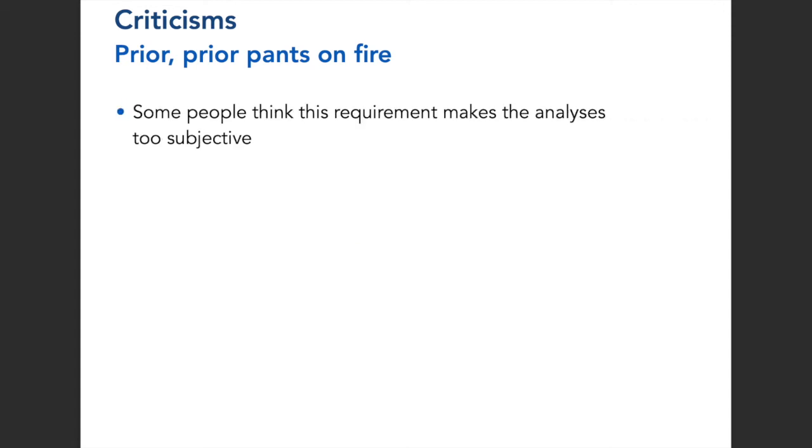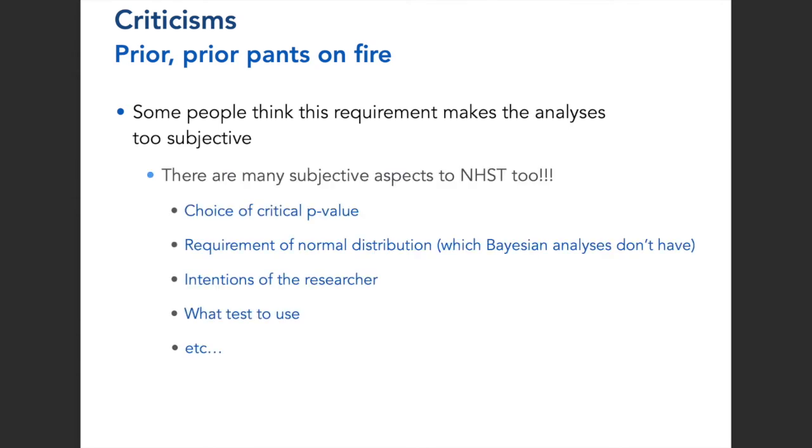So again, some people think of this requirement of including prior probabilities as making the analyses too subjective. But of course, we didn't really get into this in our criticism of p-values, but there are a huge number of subjective aspects of null hypothesis significance testing too. And these often are hidden from us, but they're there. That doesn't mean that they're not there.